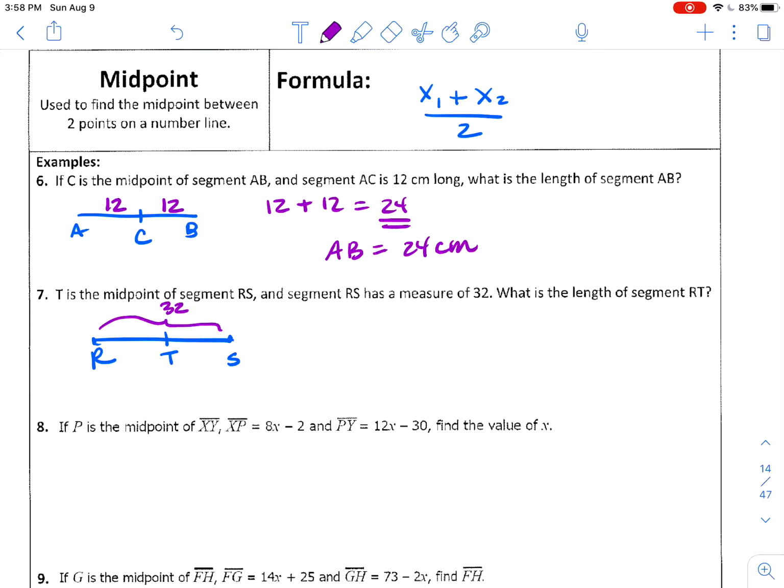What is the length of segment RT? Well, if the whole thing is 32 and T is the middle, we have to take 32 and divide it in 2. Each of those segments is 16. So RT is equal to 16.